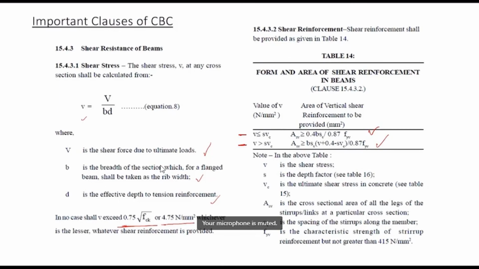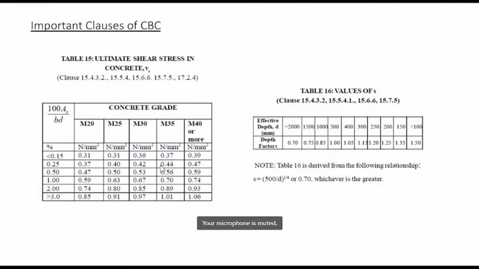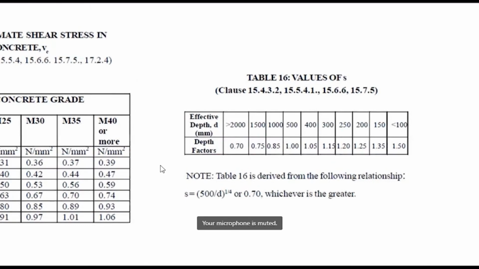Here V is the shear force. Here the interesting thing is that S is the depth factor. As we know, as we increase the depth of the beam, the shear resistance due to concrete alone will reduce, so that factor has been included in our code. So you see here what is S. If the effective depth is more, S will be less, and if the effective depth is less, S will be more.